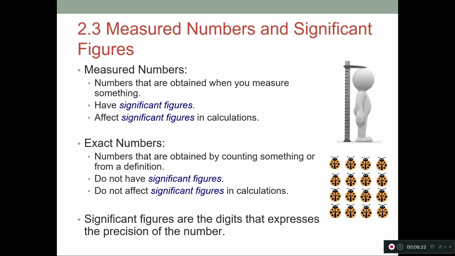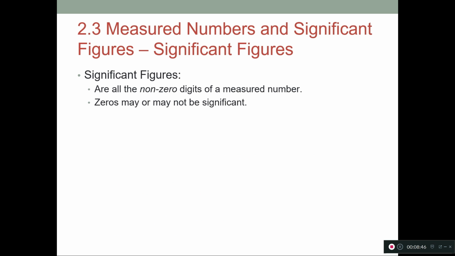And so remember, measured numbers are ones that you obtain when you measure something. These have significant figures, and those significant figures will affect your calculations. Exact numbers are ones where we do not have to take significant figures into account, and so they do not affect our significant figures in calculations. And we'll talk in the next video more about what we actually have to do when we are doing calculations with significant figures.